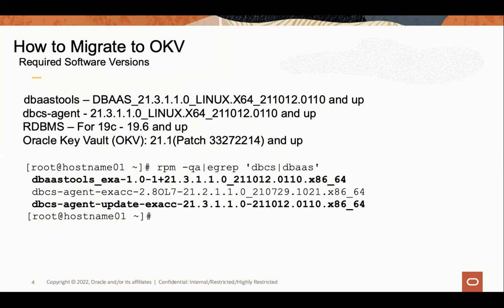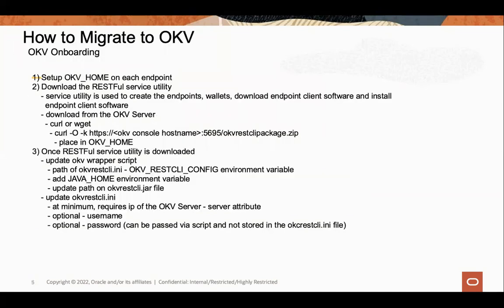For Oracle Key Vault, version 21.1 with patch 332.72214 and up is required. The presentation will show the necessary OKV_home directory tree needed for the OKV migration. Also, we'll show an example of downloading the RESTful service utility using curl. The RESTful service utility is used to execute the REST calls to the OKV server.